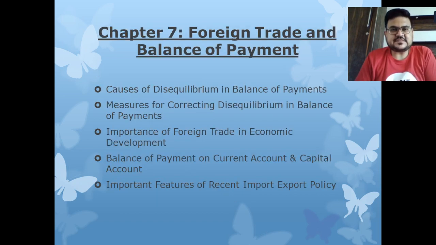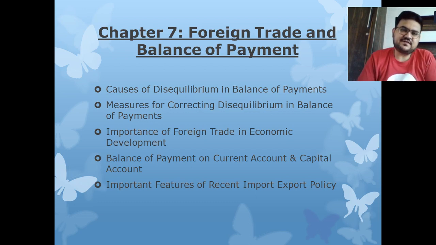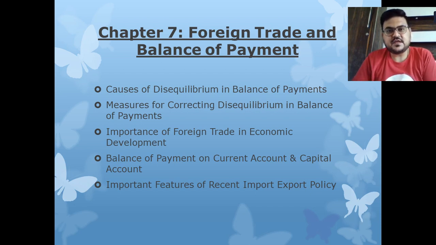Now moving to the next chapter, that is chapter number 7, foreign trade and balance of payment. We will discuss causes of disequilibrium in balance of payments, measures for correcting this disequilibrium in balance of payment. What is the importance of foreign trade in economic development? We'll see what is balance of payment on current account and capital account. We'll see the understanding of these two terms, that is what is current account and capital account. We'll see important features of recent import export policy. We'll also see what is included in the recent import export policy.